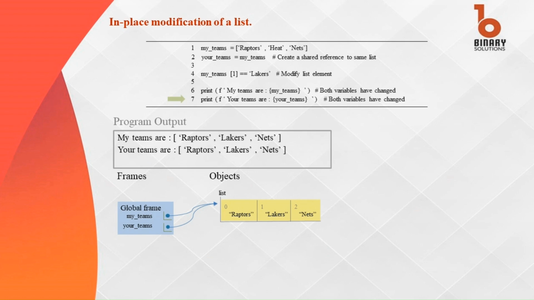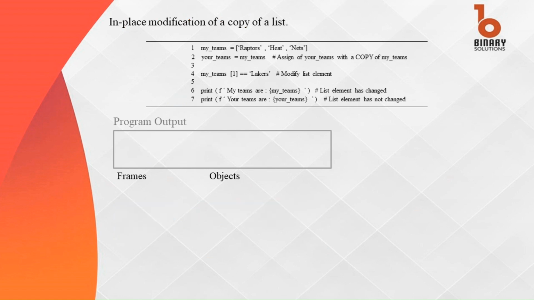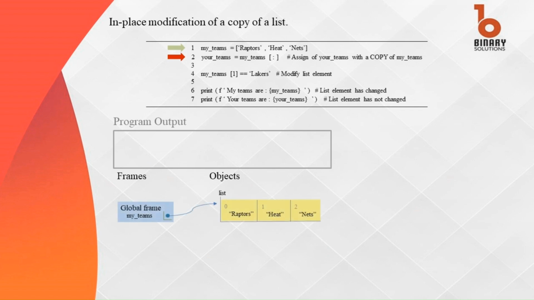This example highlights how mutable lists in Python allow changes that are shared among all variables pointing to the same list object. This example demonstrates how to avoid unintended side effects of in place modification by creating a copy of a list. Initially, the list my_teams is created with the elements Raptors, Heat, Nets. To ensure changes to my_teams do not affect your_teams, the variable your_teams is assigned a copy of my_teams using slice notation, your_teams = my_teams[:]. This creates a new list object in memory for your_teams, independent of the original list.